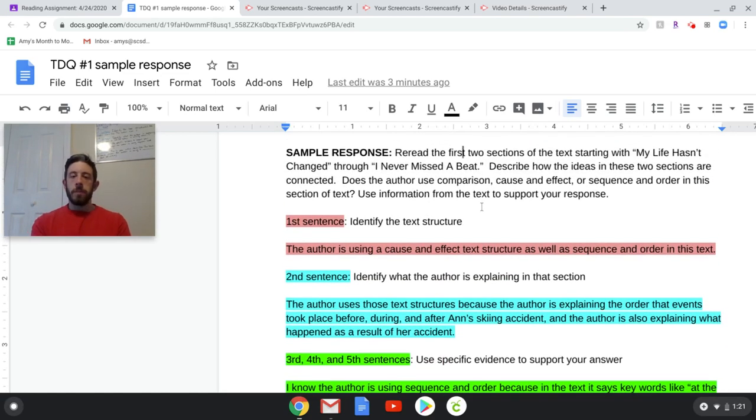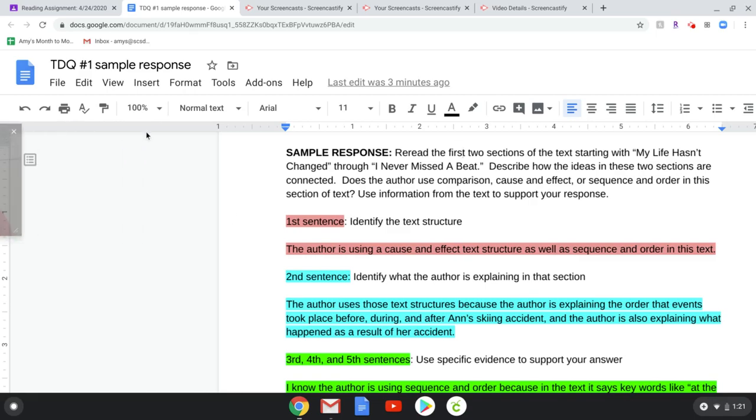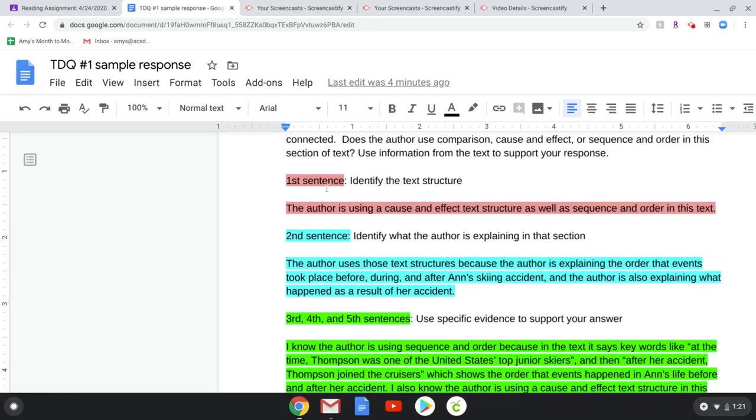Does the author use comparison, cause and effect, or sequence and order in this section of text? The author is using a cause and effect text structure as well as sequence and order in this text. So I've identified the two different types of text structures that the author is using, sequence and order and cause and effect. That's my first sentence.